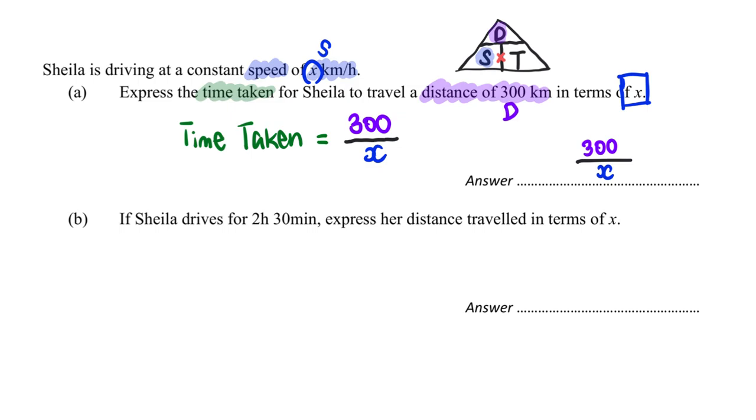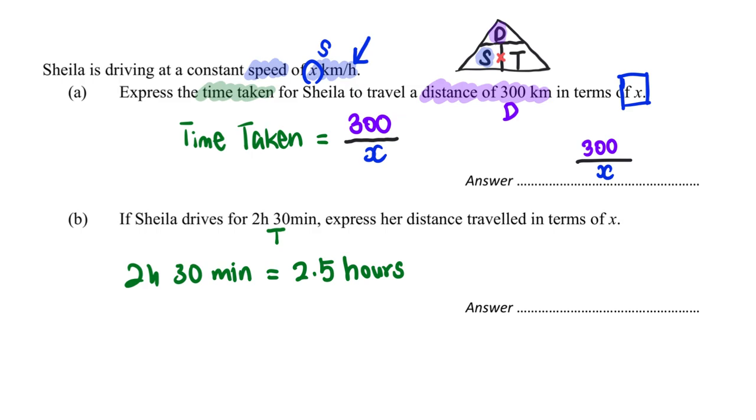Now, if she drives for 2 hours and 30 minutes, express her distance traveled in terms of s. So now we are given the time. And since the speed is written in hours, step 1 would then be, we do need to do some conversion. This one will be equal to 2.5 hours.